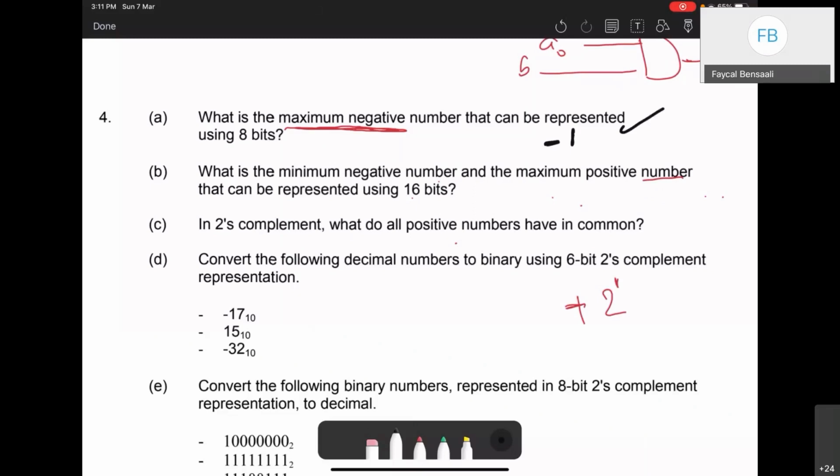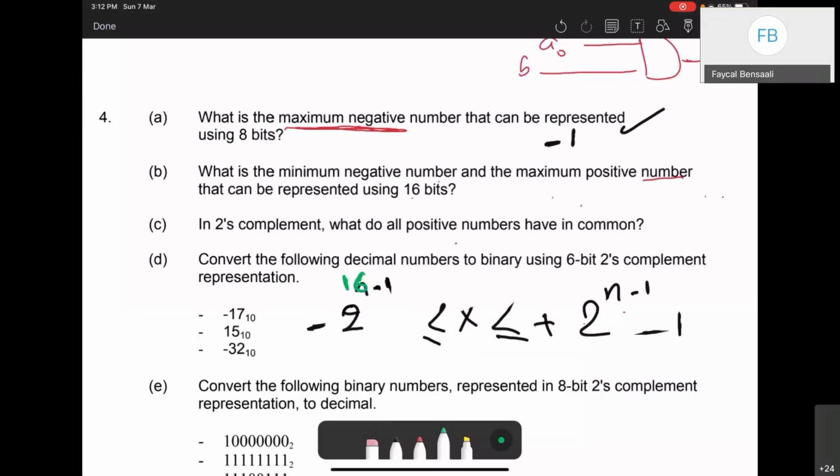So this is basically a question about the range. When we use 16 bits, we did this. I gave you the general case. So we say the general case, x is greater than or equal to minus 2 power n minus 1, and less than or equal to 2 power n minus 1 minus 1. So if we use 16, we just replace the n with 16. And that's it. Right? So this is basically the range.